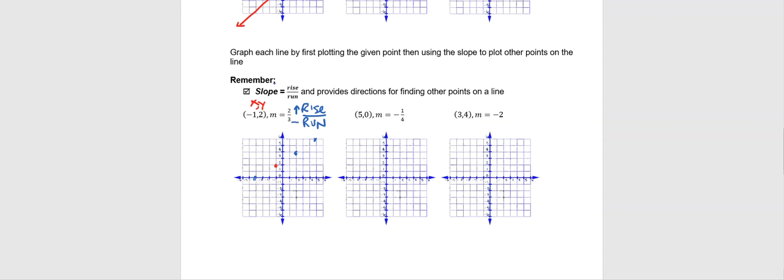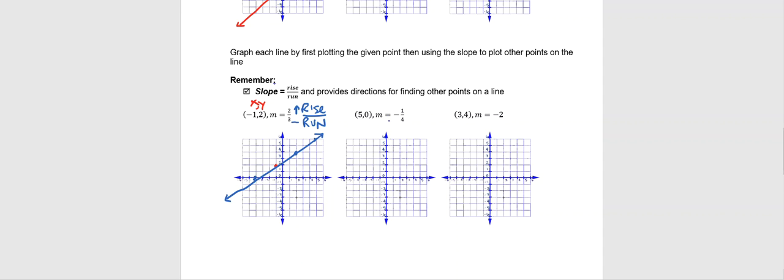Now, if I had space to do it, I would do that again. I could count down 2, and I would have to follow that by counting to the left 3, but I don't have the space. So I have all the points that I can plot by first plotting my starting point and then using my rise and run to plot other points. And now, again, with the use of a ruler, I can graph a nice straight line and represent the line that has a slope of 2/3 while passing through the point -1, 2.